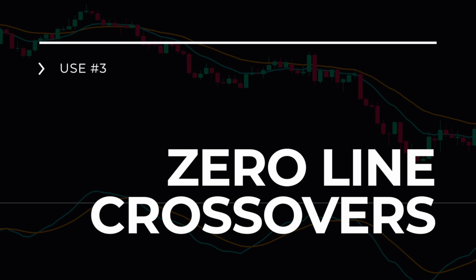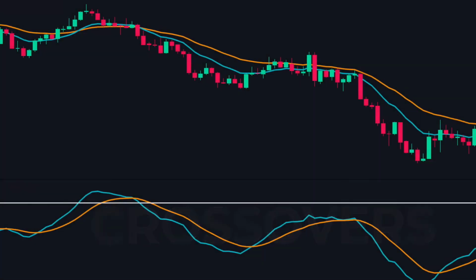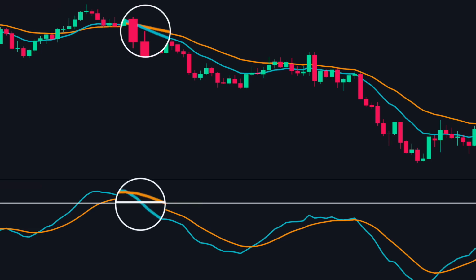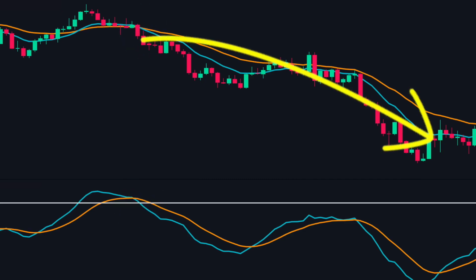Use 3. Zero line crossover. The MACD consists of a zero line, which is known as the midpoint of the indicator. When the 12 EMA crosses below the 26 EMA, the MACD line moves below the zero line. This shows that the trend and momentum have shifted downwards, and a downtrend may start.